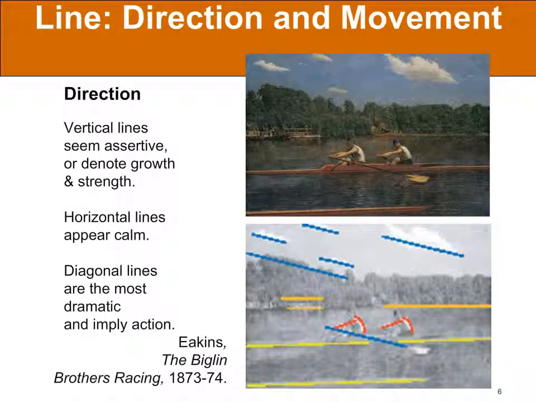Certain lines have different effects. Vertical lines tend to be assertive. Horizontal lines tend to be more calming, and diagonal lines imply action. When viewing artwork, we react to these lines subconsciously, but realizing why we have these reactions helps us appreciate the technical aspects of art that artists use in their work. We'll see this painting in person when we visit the National Gallery on our field trip.